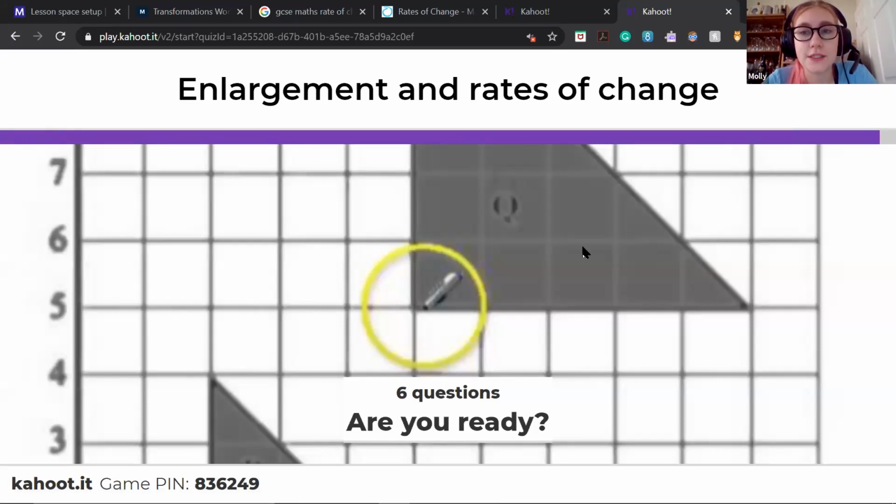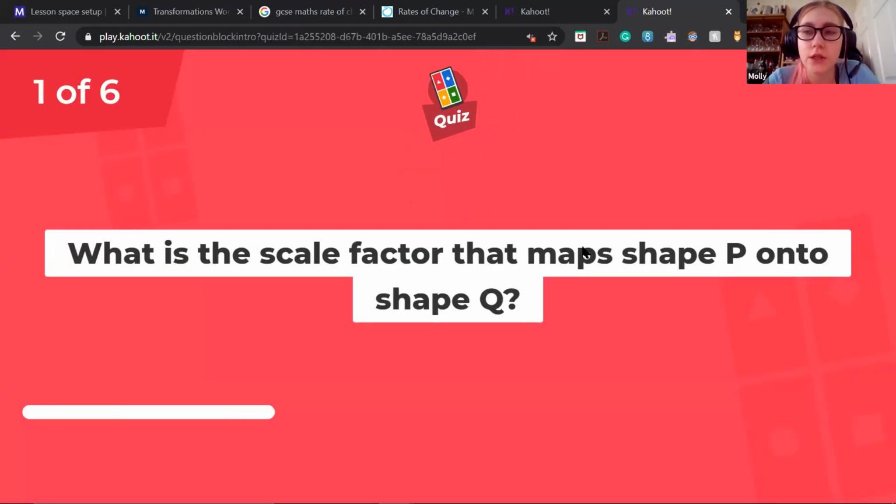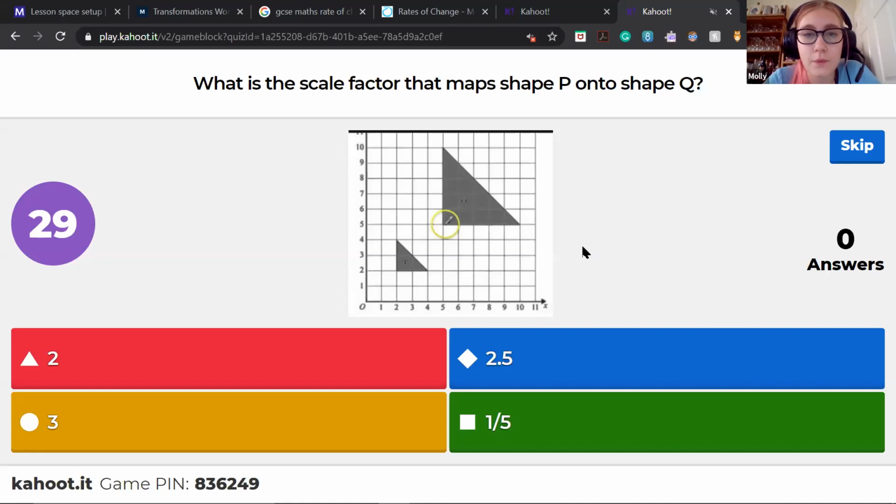So enlargements and rates of change. I think the first 3 are on enlargements. So here we've got a shape P that gets mapped to a shape Q, and we want to know what the scale factor is. Don't worry if you don't know what that means. By the way, this is quite bad quality, so ignore the circle in the middle, and P is the smaller one. That's just if you can't see it. Again, don't worry if you have no idea, just leave it.